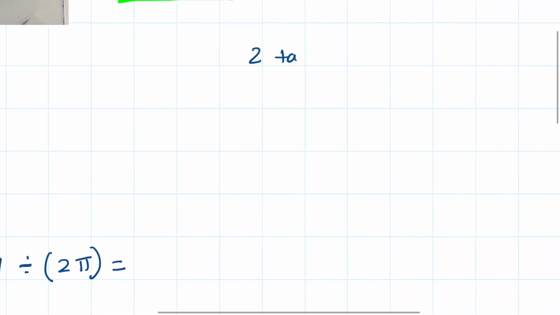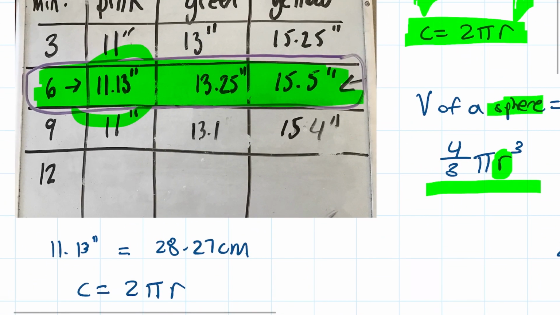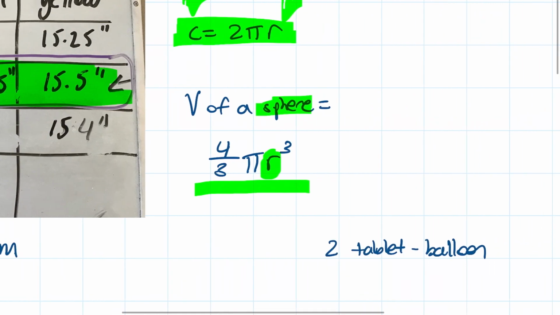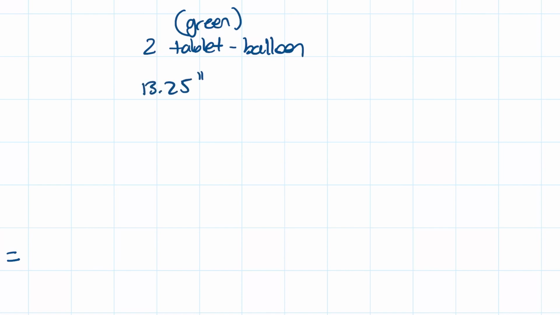In the 2 tablet balloon, we had a circumference of 13.25 inches. So that's the 2 tablet balloon. This is the green balloon. And we had a circumference of 13.25 inches. And if we use dimensional analysis to convert, we're going to get 33.66 centimeters. Now, your job is to do 2 things.